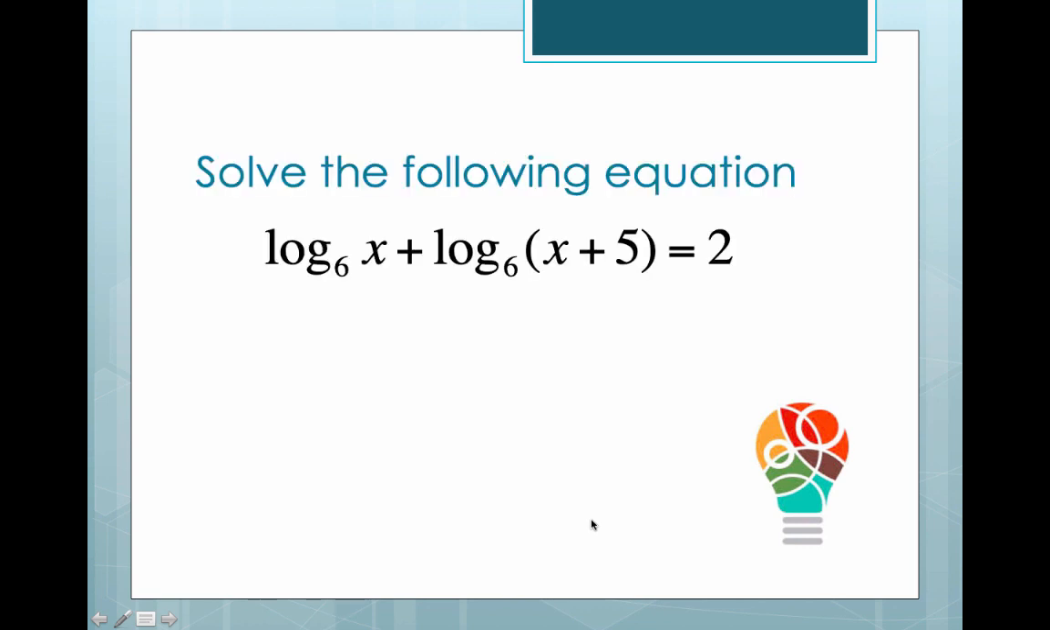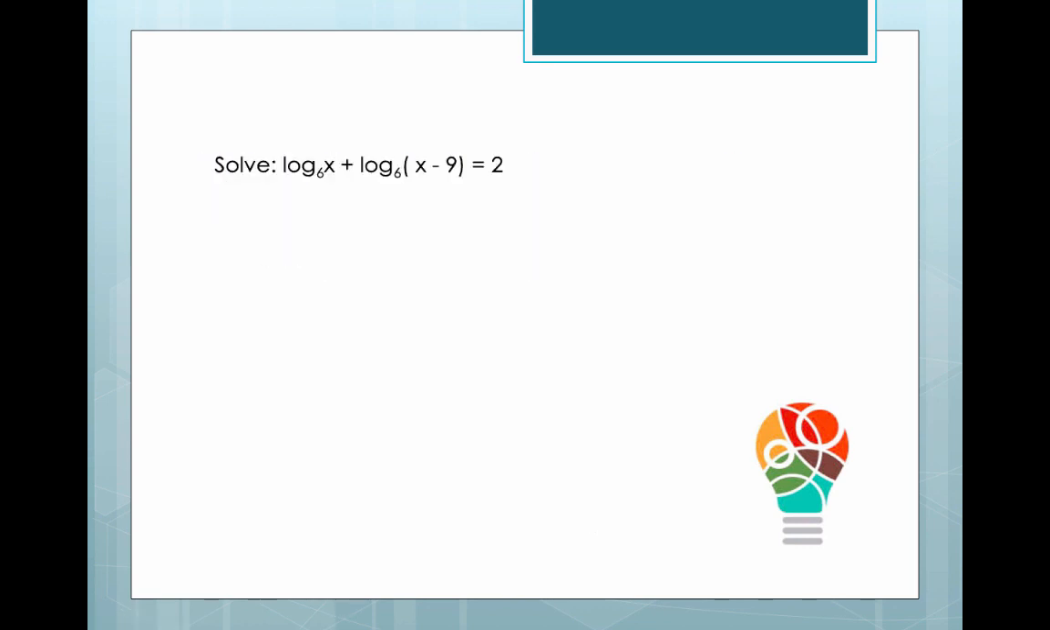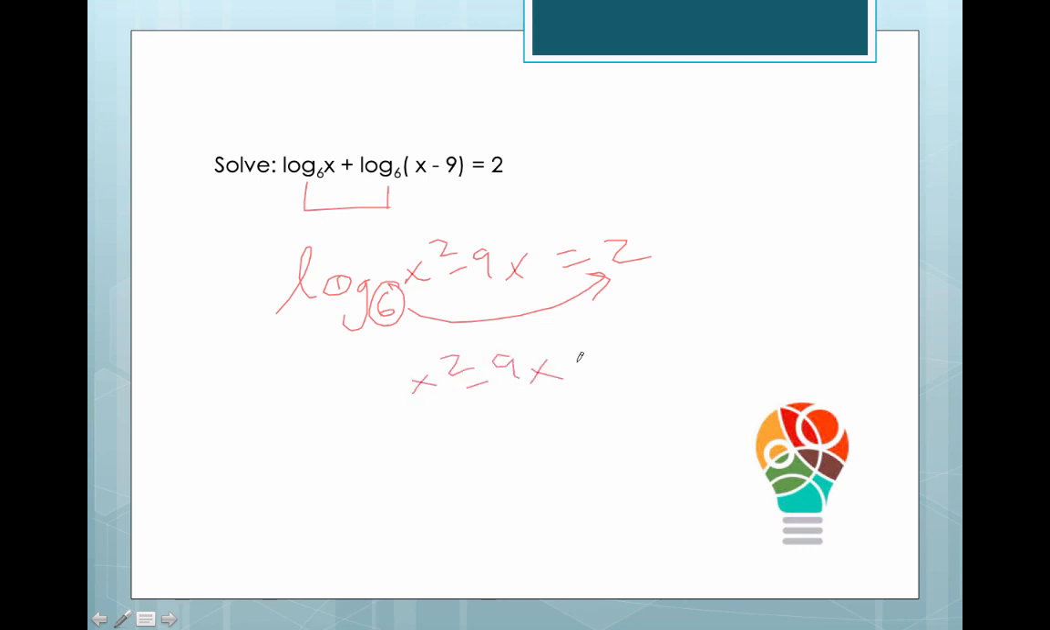Same thing here. Wait a sec. Is that the same problem? It's a log base 6 again. But how do you recognize that this is the type? Now I'm going to put these together. Log base 6 of x squared minus 9x equals 2. Right here, I can't just drop logs if I have them on one side. The 6 needs to go over there. x squared minus 9x equals 36.